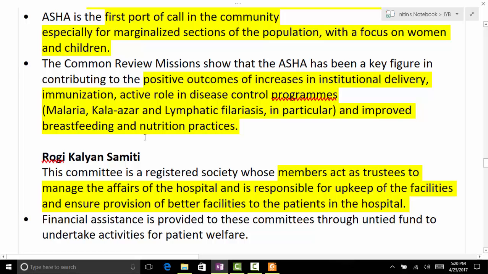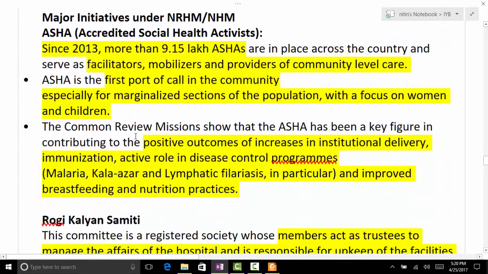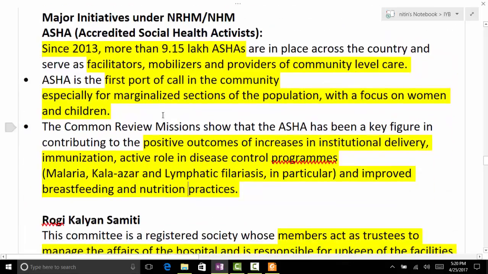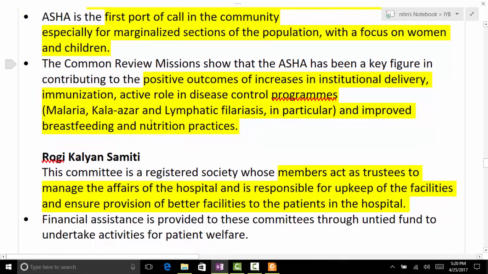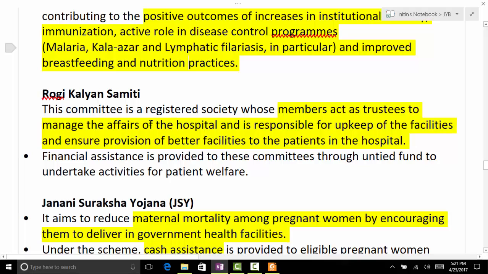For the first 6 months, only breastfeeding should be there. But there had been certain social unawareness and cultural norms as well. So the role of ASHA workers is very important. You can use ASHA somewhere in the mains. In PT, there is less chance of it being asked, but it still came in 2015. So ASHA is important and remains important. Rogi Kalyan Samiti.